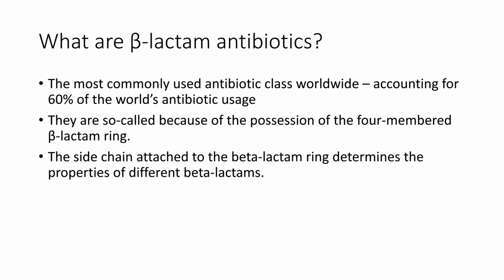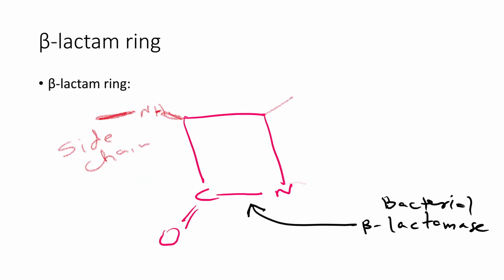So this is the diagram of a beta-lactam ring. You can see the 4-member ring. This is the bond that beta-lactamase attacks. Beta-lactamases are enzymes produced by the bacteria that destroy beta-lactam antibiotics. They attack this bond, the bond between carbon and nitrogen. So that is where the bacterial beta-lactamases work.